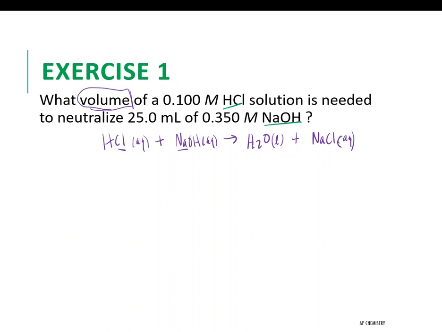Now, balancing wise, most strong combinations are going to be 1-to-1 in terms of molar relationship. There are a few that you have to watch out for, like those heavy metal hydroxides like calcium, strontium, barium, because as you can see, this is 2 hydroxides per molecule.